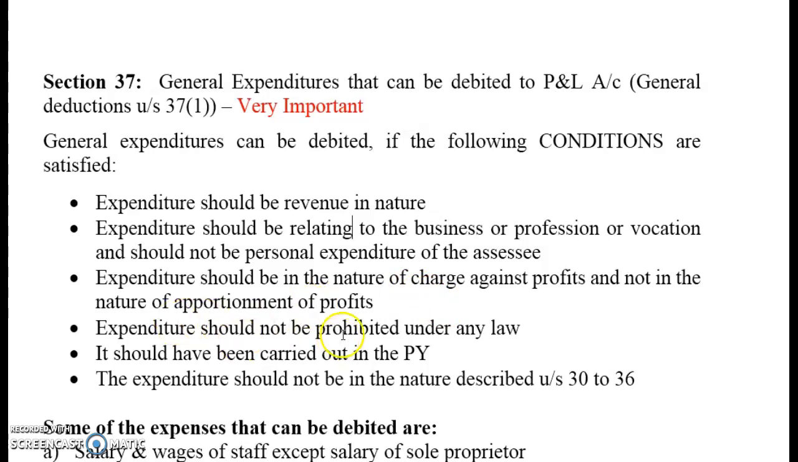Then, expenditure should not be prohibited under any law for the time being. If it is prohibited, we cannot claim that. For example, a bribe or anything not allowed should definitely be added back to the income. It should have been incurred in the previous year, and the expenditure should not be in the nature described under sections 30 to 36. Sections 30 and 31 we have already done, 32 is regarding depreciation, and 36 is regarding bad debts. Some of them we'll do later in the sessions.